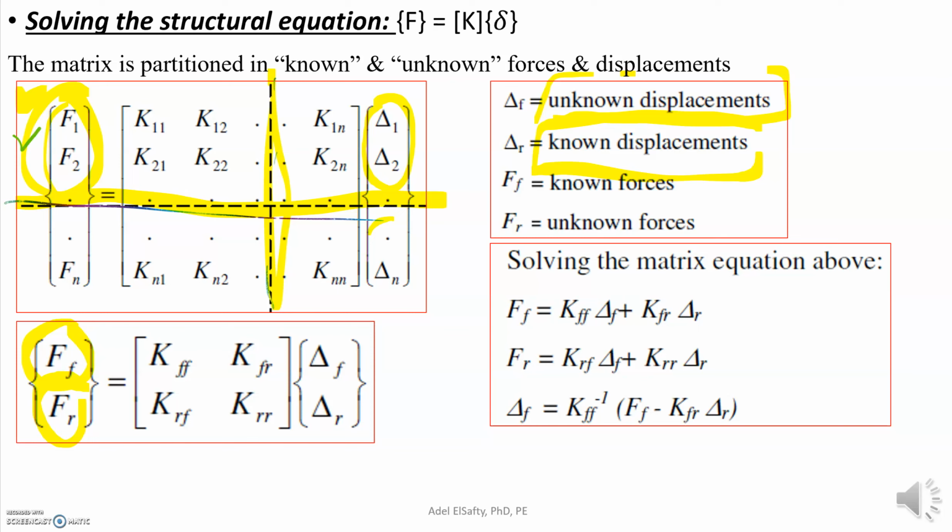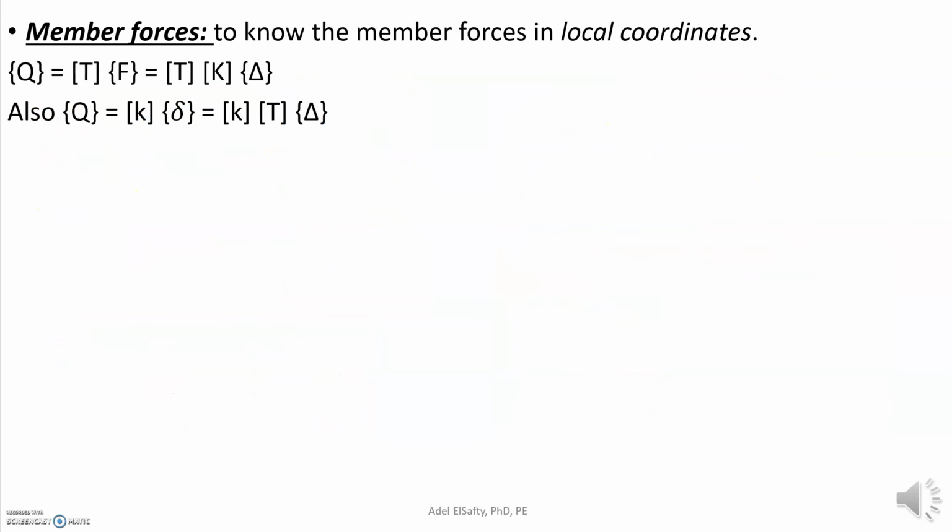So if the forces are known, and the K is known, and the displacement is unknown, you can find the displacement. Then you can use this in order to find the forces in the next step, as you can see right here, to get the member forces and get the support reactions as well.